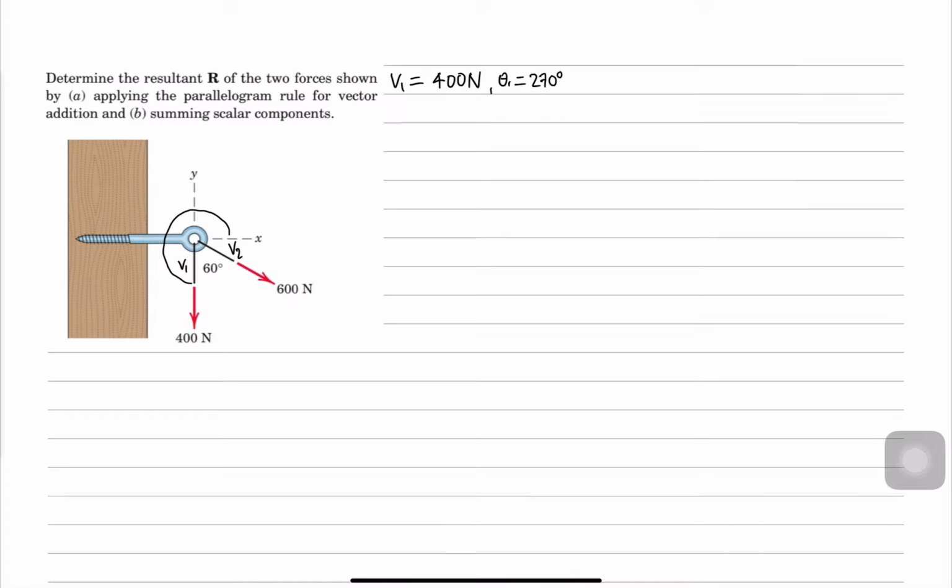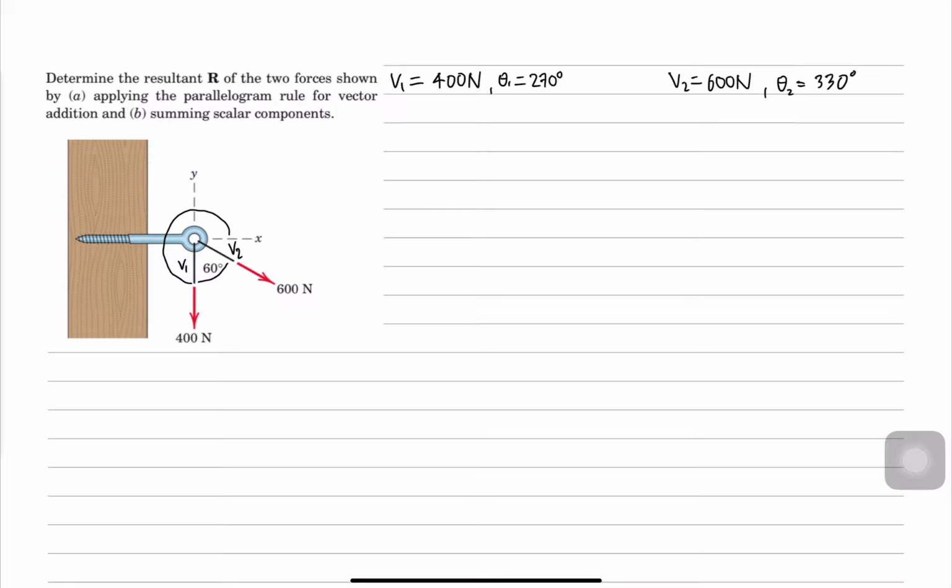Now vector 2 has a force of 600 newtons and an angle, which I'm going to rename as theta 2. It is basically the same as vector 1, but plus 60 degrees. Does that make sense? So 270 degrees plus 60 degrees is equal to 330 degrees.